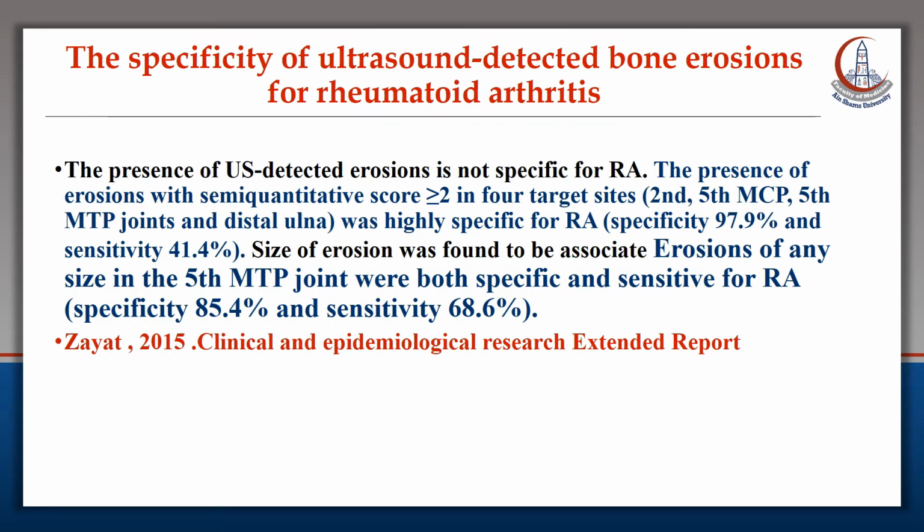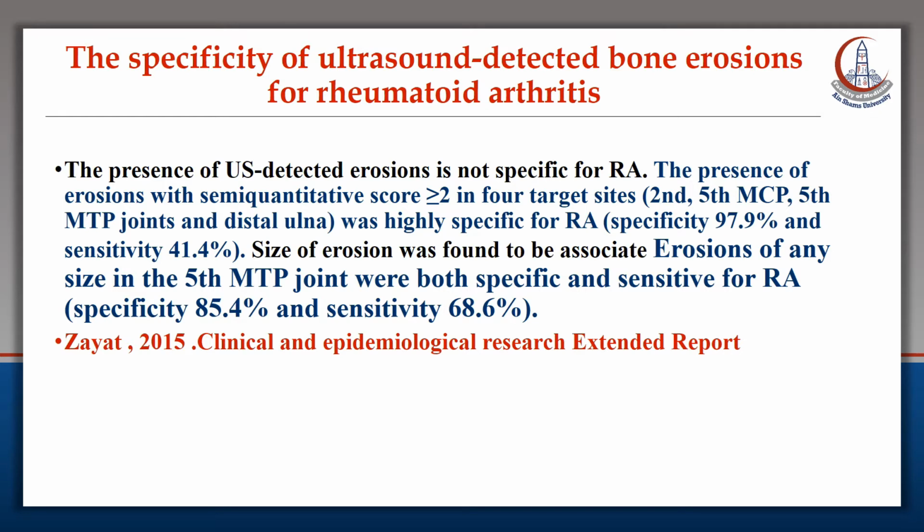Zayat in 2015 confirmed that. He studied the specificity of ultrasound-detected bone erosion for rheumatoid arthritis and concluded that erosions with semi-quantitative score 2 or more in 4 target sites, these target sites are the second and fifth metacarpophalangeal, fifth metatarsophalangeal joints, and distal ulna, were highly specific for rheumatoid arthritis with specificity 97.9% and sensitivity 41.4%.